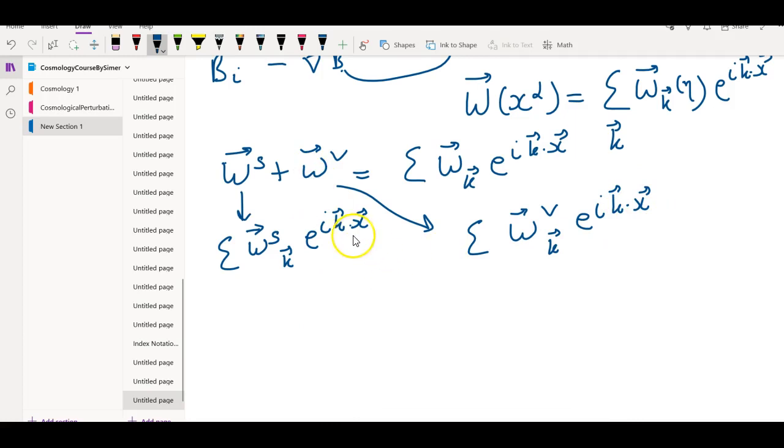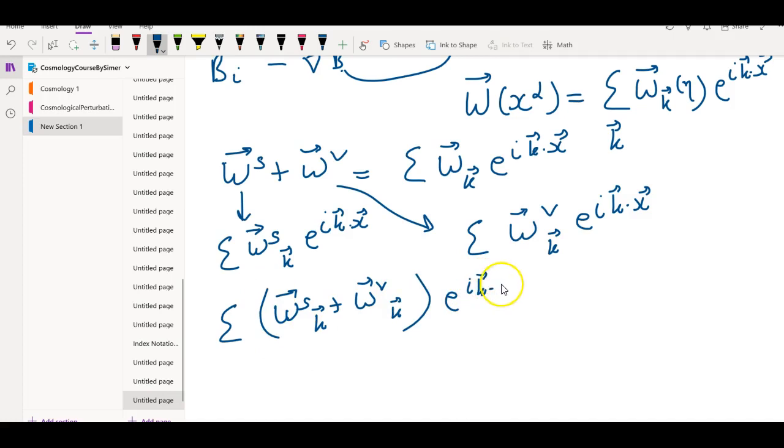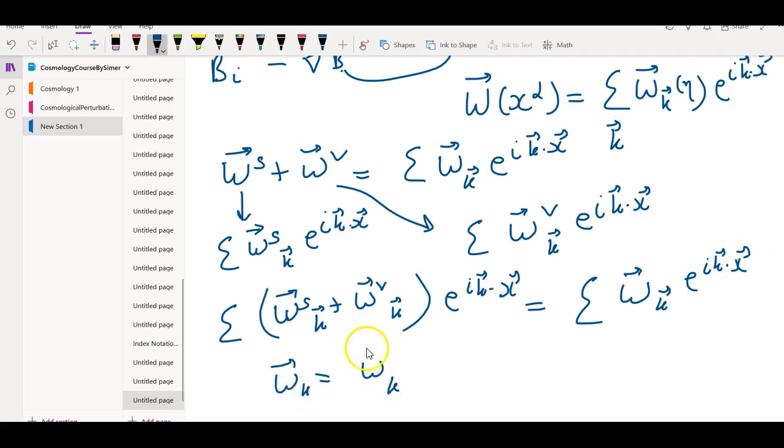So when I combine these two, I can see that W_s k plus W_v k times e^{ikx} equals W_k e^{ikx}. So I can clearly see that W_k is equal to W_k scalar plus W_k vector.